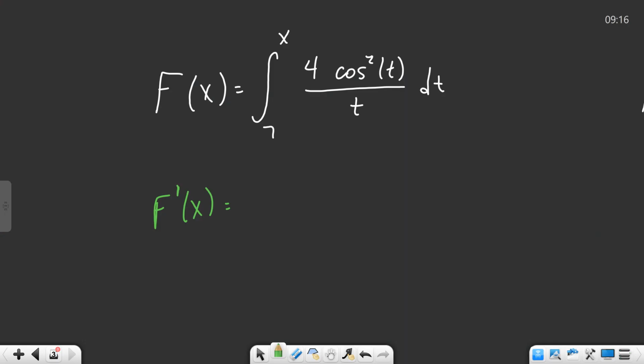Okay, so let's take a look at this problem here. We have f of x equal to the integral from 7 to x of 4 cosine squared t over t dt. What you've been asked to do is to find the derivative of this thing with respect to x, okay? So if I'm going to take the derivative of the left side, I'm going to take the derivative of the right side. And the trick here is that the derivative and the integral cancel out.